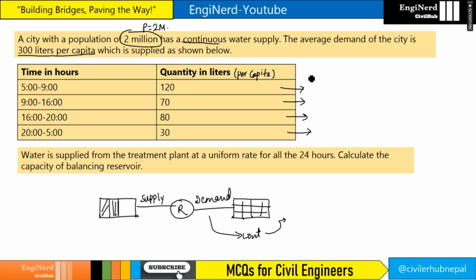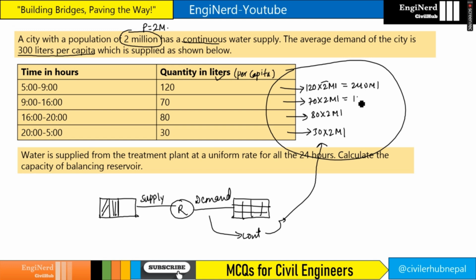So for 2 million people, it will be 120 into 2 million liter, right? Now, it will be 70 into 2 million liter. It will be 80 into 2 million liter. It will be 30 into 2 million liter. So, it will be 240 million liter. Let's circle this. This will be 140 million liter, this will be 160 million liter, and this will be 60 million liter.